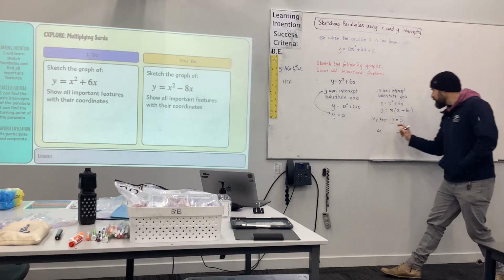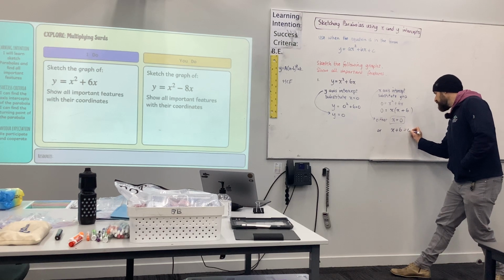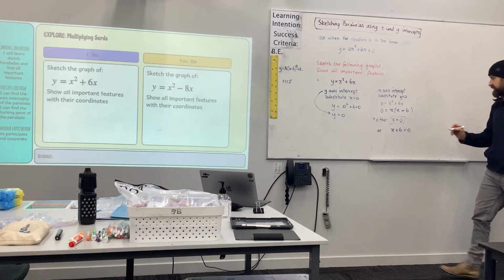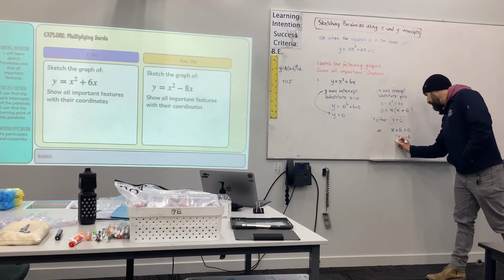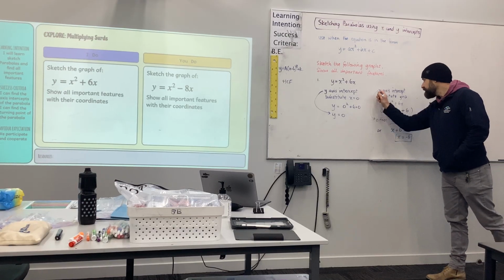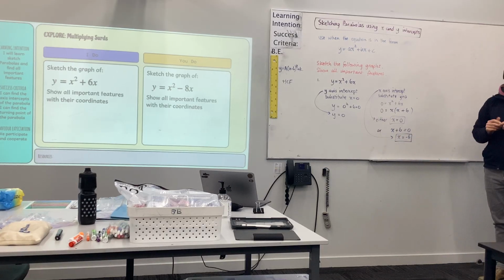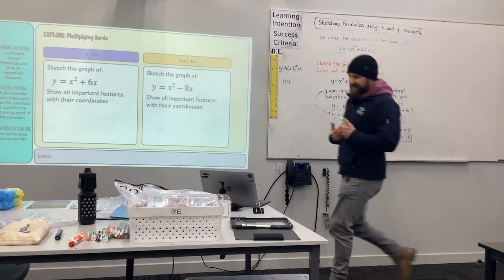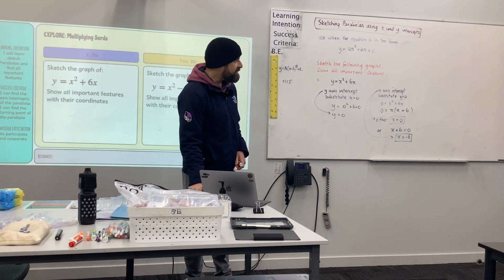Or the second part equals 0. And if x plus 6 equals 0, what does x equal? -6. Excellent. This one is my second x-axis intercept. Right, so now that we've got our x and our y-axis intercepts, let's start sketching our graph.